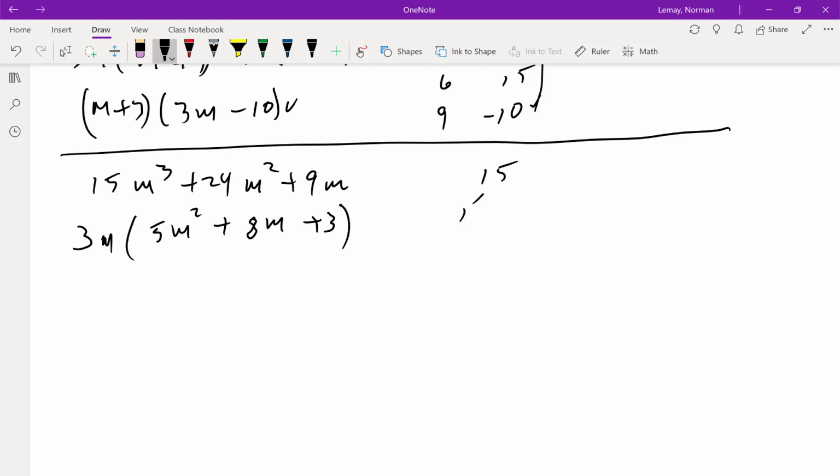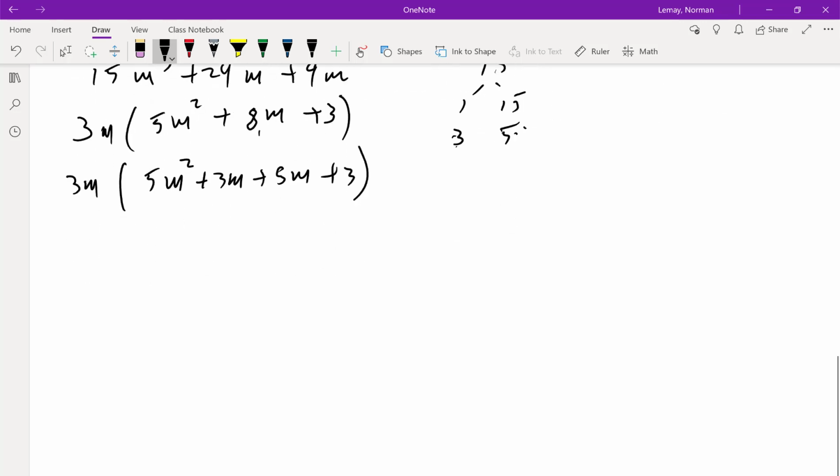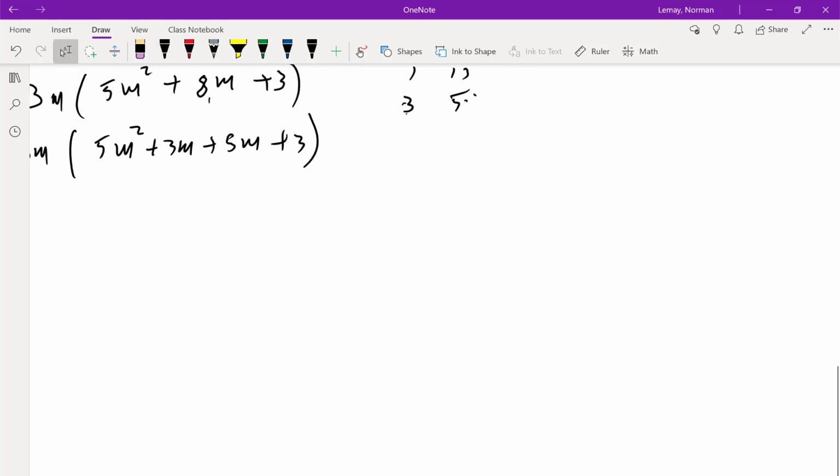So again, 1 and 15. I think we can agree right off the bat that is not going to work. And the next one is 3 and 5. Notice that 3 times 5 is 15, and 3 plus 5 is 8, so that one's going to work. So I can write this as 5m squared plus 3m plus 5m plus 3.